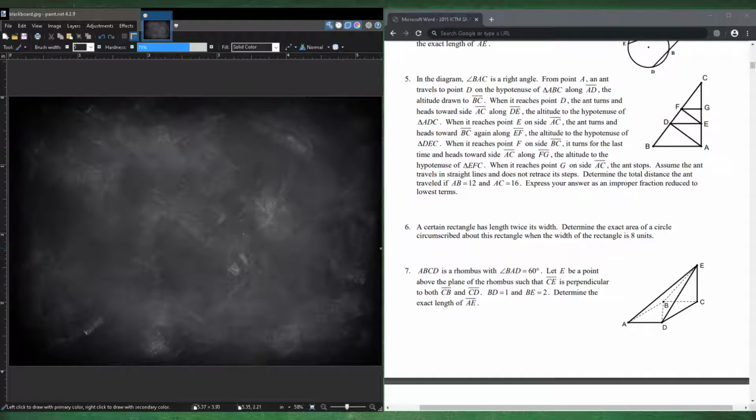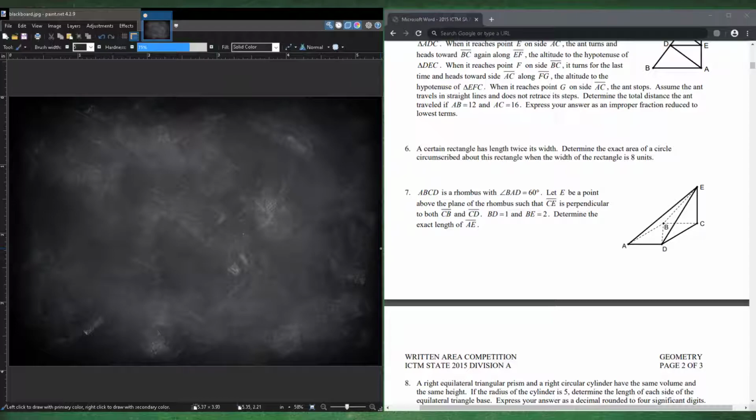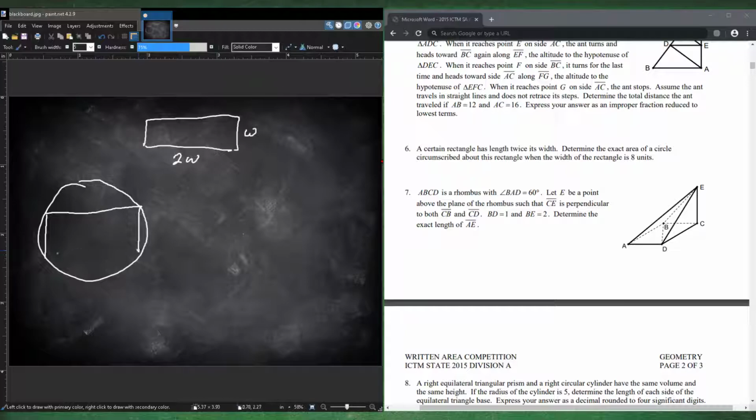Number 6: a certain rectangle has length twice its width. So we have a rectangle, and its length is twice its width. Let's say our width is w, so our length is 2w. Determine the exact area of a circle circumscribed around the rectangle when the width of the rectangle is 8. So we have a circle, and circumscribing means it's outside the rectangle. Our width is 8, which is what they gave us, so the length is 16. Basically what we do is draw a hypotenuse.